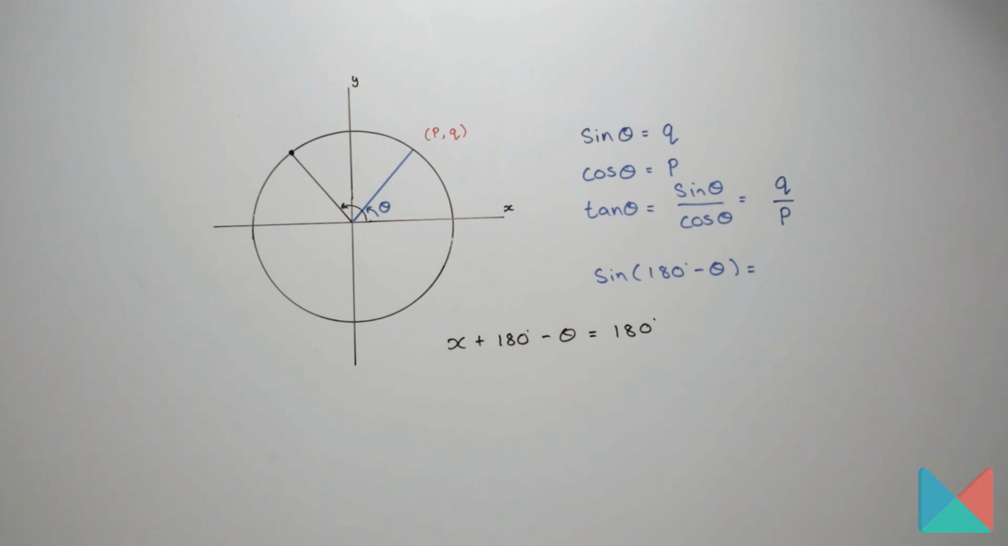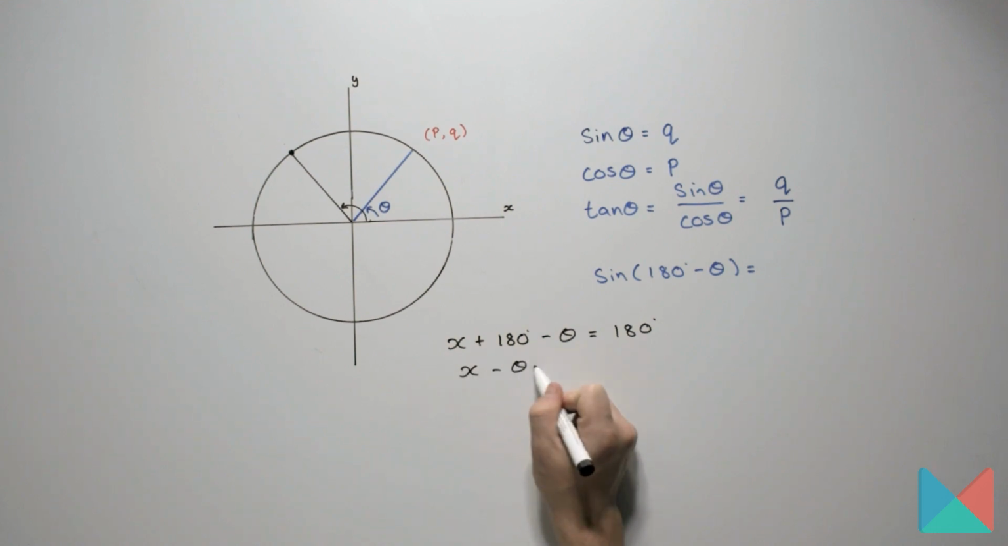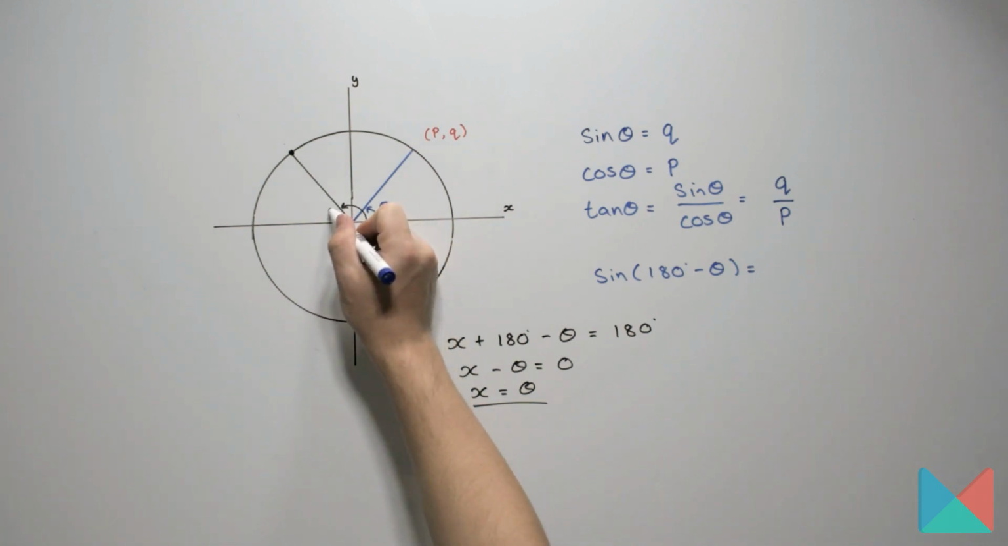And let's do some simple algebra and rearrange for x. So we can take 180 to the other side, and we get x take theta equals 0. And by taking theta to the other side, we get x equals theta. And so our angle right here is also theta.